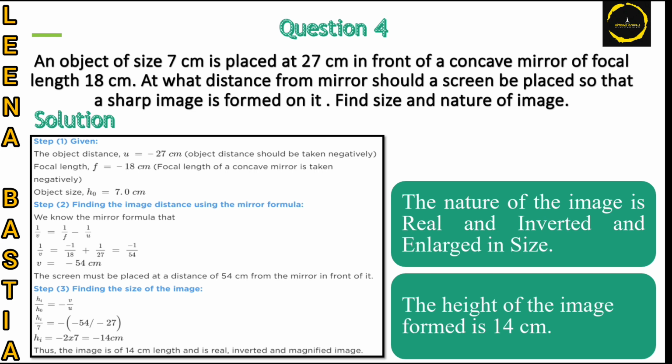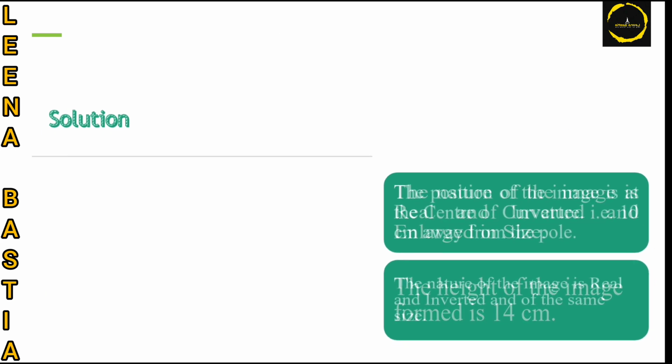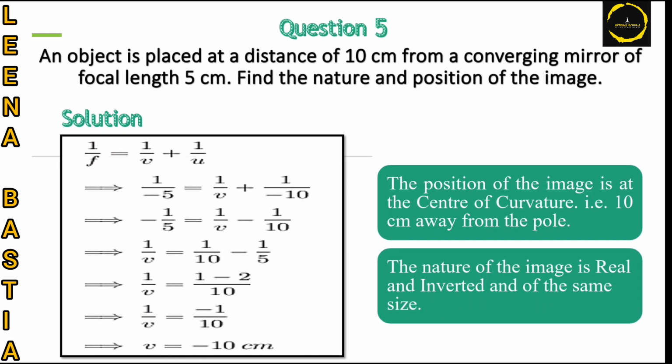Okay, so let us move to the next question. Question number 5. An object is placed at a distance of 10 centimeter, which is the object distance, that is u, from a converging mirror. Now here, if it is written converging mirror, that means which mirror? It is a concave mirror, right? So a concave mirror whose focal length is 5 centimeter. So here we got u. U is always minus 10.